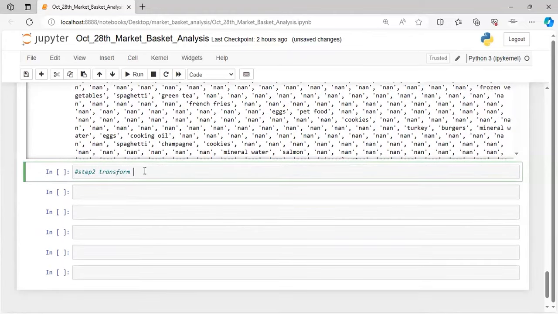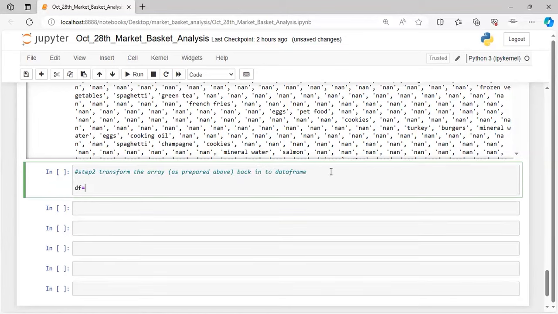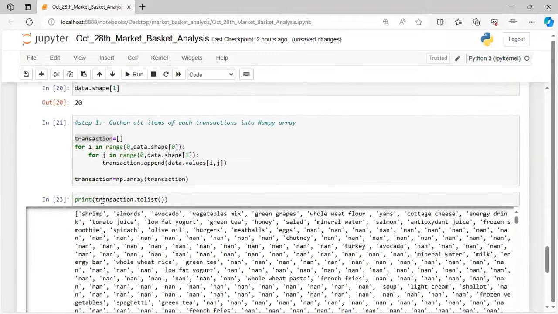Transform the array prepared above back into a data frame. df is pd.DataFrame, and this is the array format we know already. This is the available transaction.